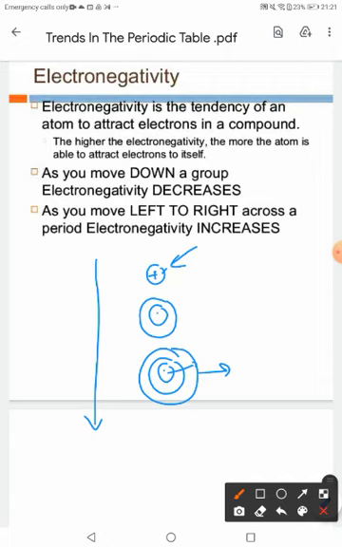But due to increase in the size, the distance between the proton and the valence electron is very large. So if we want to add an electron in the valence shell, it will be very difficult because the proton will not attract the electron more forcefully. So as we move down a group, the electronegativity decreases. That means the tendency to attract the electron, to snatch the electron from another atom, decreases due to increase in size of the atom.